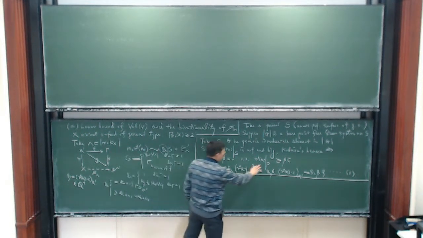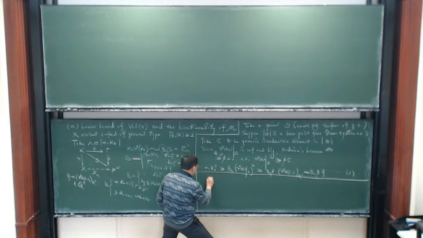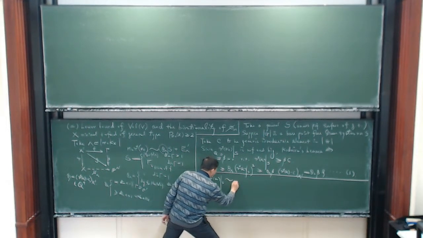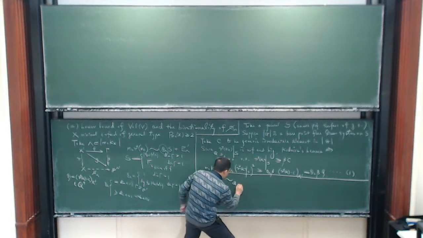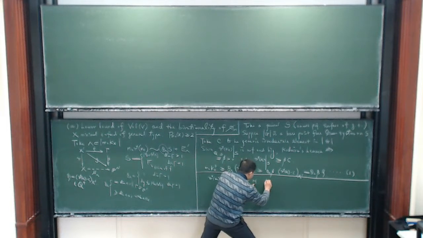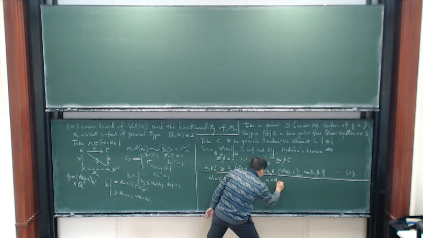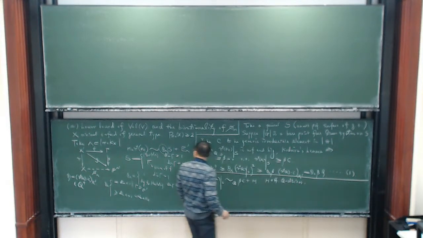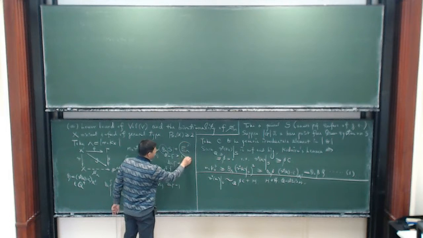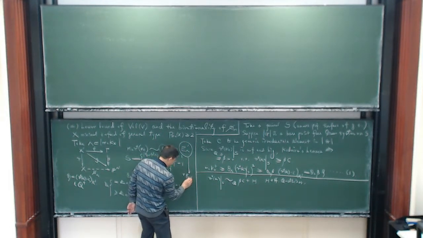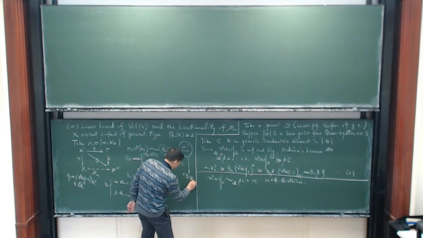So from now on we can always write here π*K_X|_S. This is Q-linearly equivalent to βC plus H. Here H is an effective Q-divisor. So this is also an effective Q-divisor.